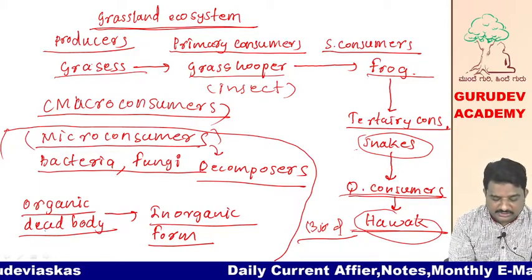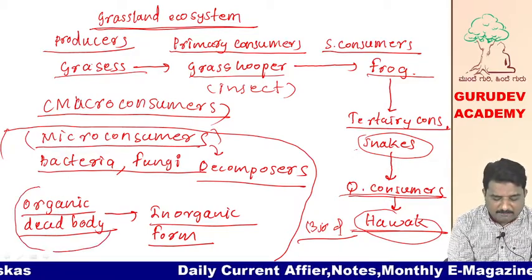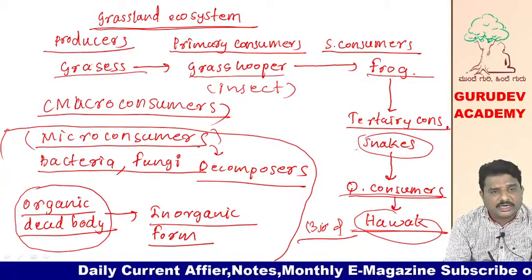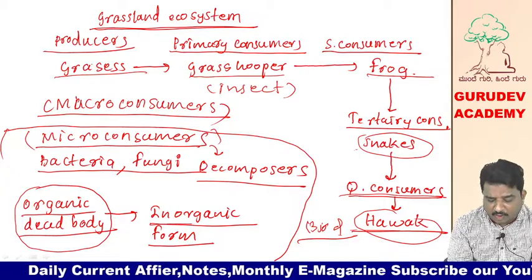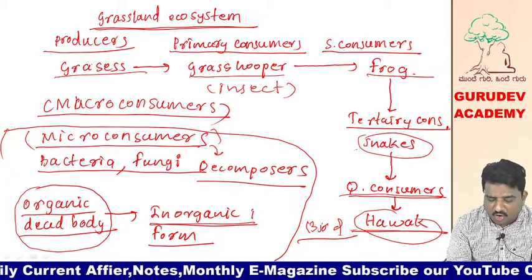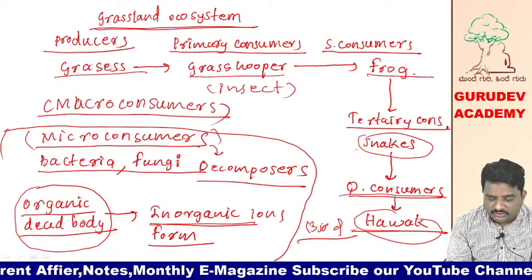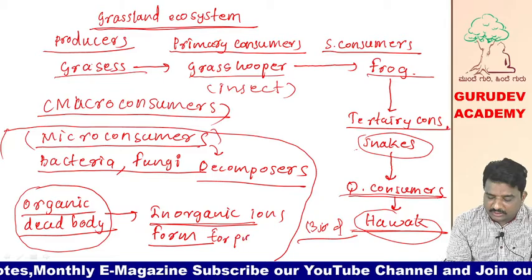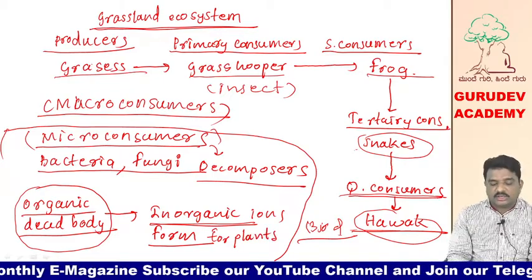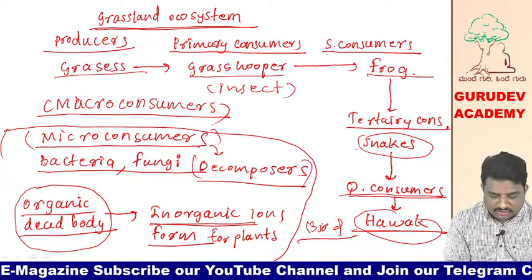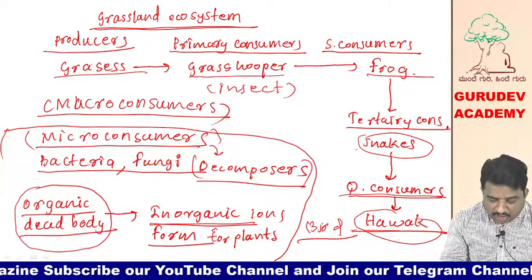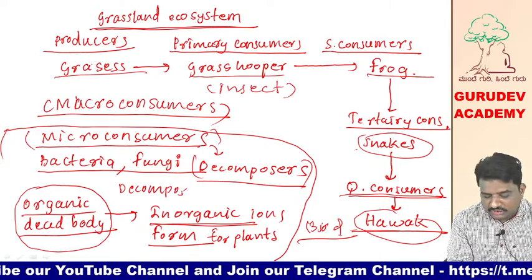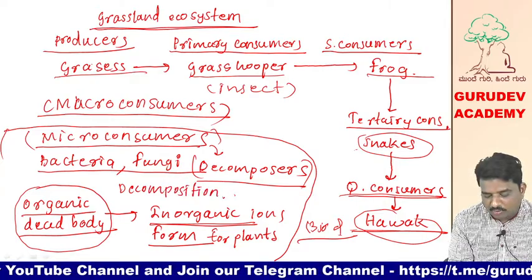Bacteria and fungi act on dead organic matter, or dead bodies which contain organic matter. On that dead body, bacteria and fungi decompose it and form inorganic salts or inorganic ions. Those inorganic ions are again available to the plants for reuse, for reabsorption. This process is called decomposition, and decomposition is carried out by decomposers.